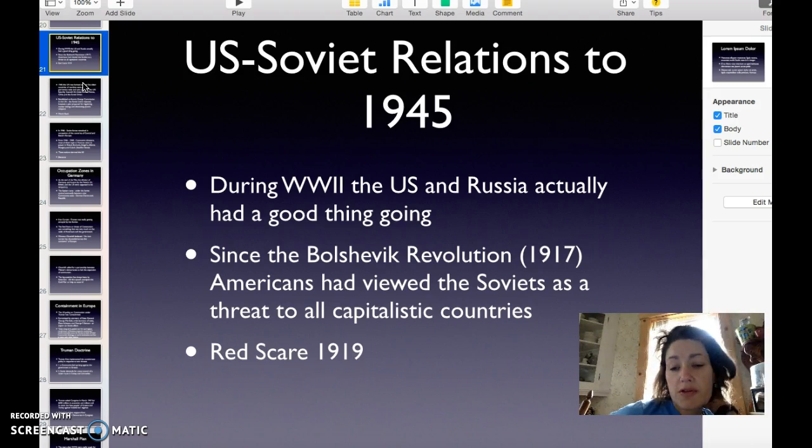After the Bolshevik Revolution, which happens in 1917, Americans had viewed the Soviets as a threat to capitalistic countries. Here in the United States, we experienced something called the Red Scare in 1919, in which we were pretty petrified of communism and the spread of communism and the threat to our democracy and so on and so forth.